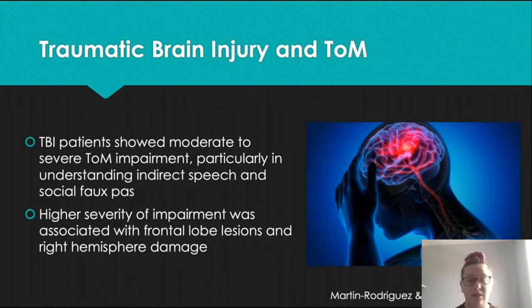Theory of mind skills can also be impaired by traumatic brain injury. Traumatic brain injury patients showed moderate to severe theory of mind impairment, particularly in understanding indirect speech and social faux pas. Higher severity of impairment was associated with frontal lobe lesions and right hemisphere damage. Work examining these patients can help experimenters understand the neural mechanisms underlying theory of mind abilities.